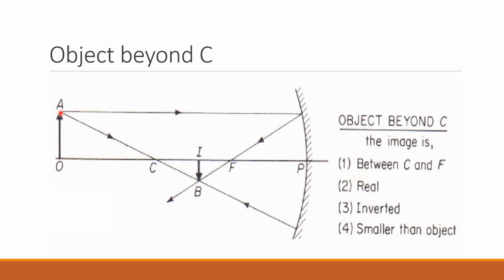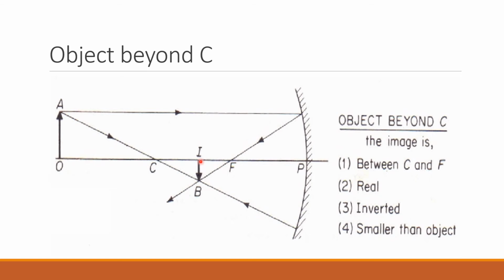Consider your second ray. This ray passes through the center of curvature. After reflection, it follows the same path. Fine, it will move along the same direction. Now, in this case, the image will be formed at this intersection point. Fine. So the image formed is IB. Now, the image formed IB is formed between the center of curvature C and your principal focus capital F. So the image is formed between C and F.